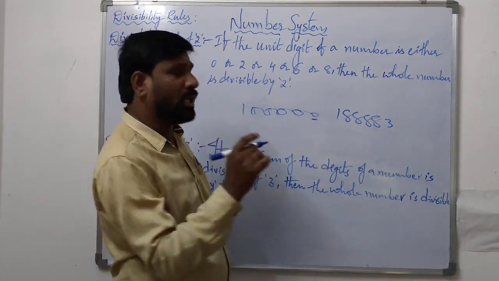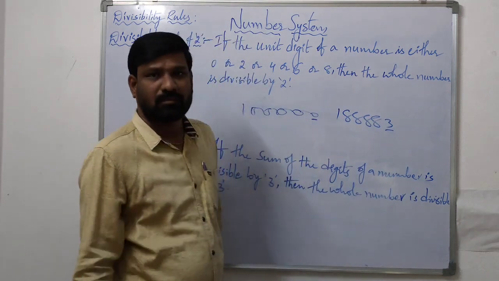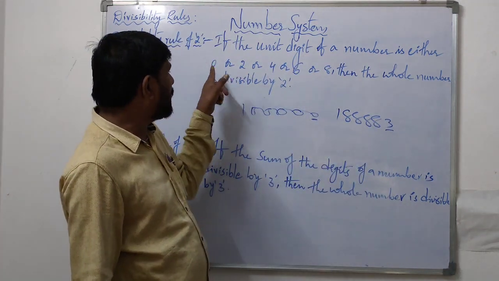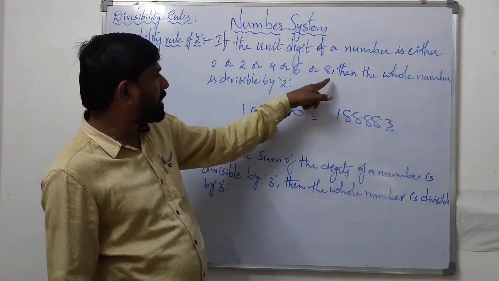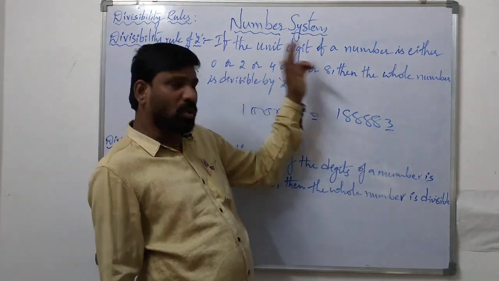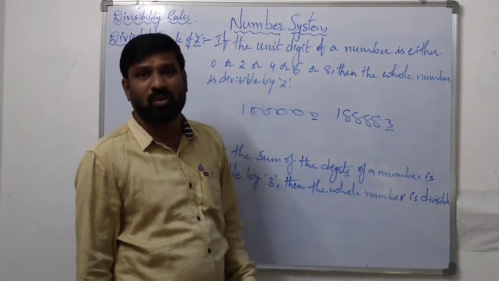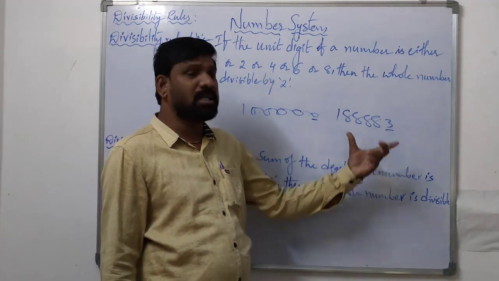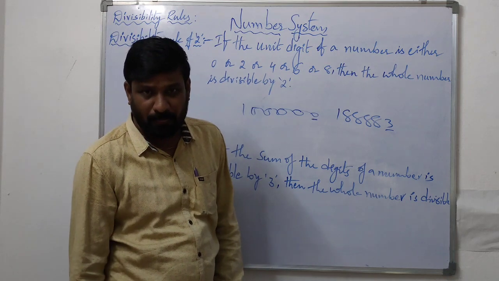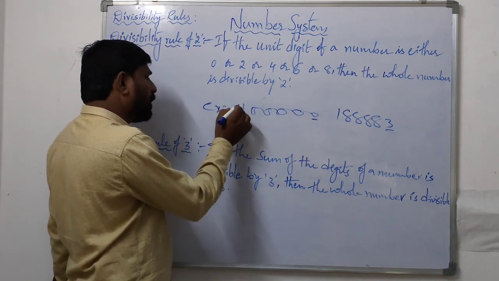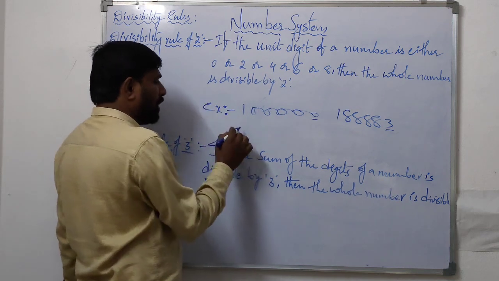You take any number, 1 8 8 8 3. You have to check only the last digit. Does this number end with any of these, either 0 or 2 or 4 or 6 or 8? No. Apart from those, the 3 exists. So it will not be divisible by 2. We can say that this particular number is not divisible by 2. Clear?